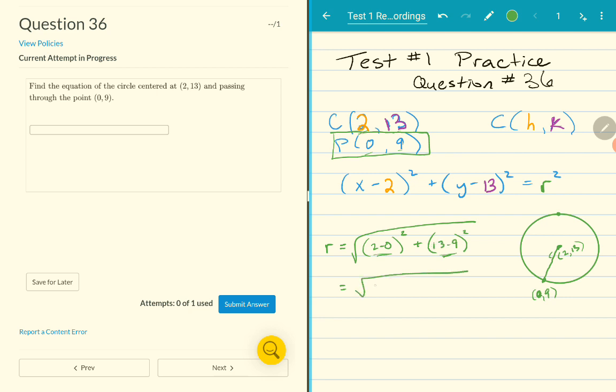Which gives me the square root of 2 squared plus 4 squared, which gives me the square root of 4 plus 16, which is the square root of 20. And I don't need to simplify that square root, because I'm going to stick it in for r, which is going to get squared anyway. So this square root of 20 goes into my circle equation for r.